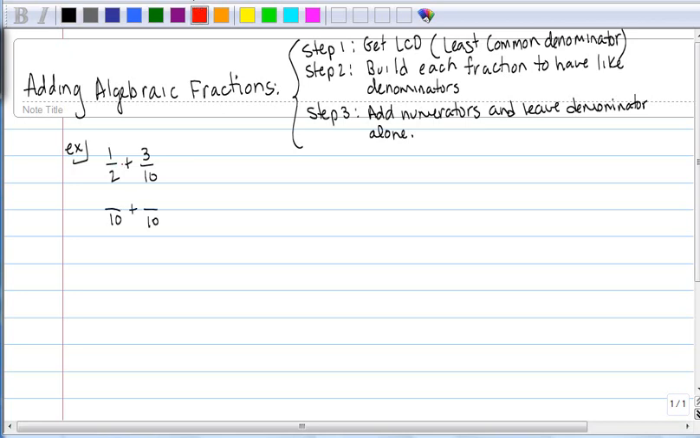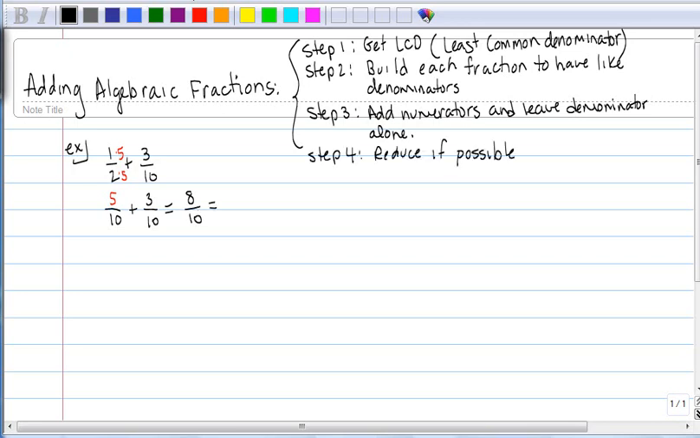And then what I noticed, if I multiply top and bottom by 5, because we learned if you multiply top and bottom of a fraction by the same number, it doesn't change the fraction. So like in this case, 1/2 is the same as 5/10. And I'm going to leave the second fraction alone because it already has that 10 in the denominator, and I'm going to add these up. So that's step 3, add the numerators, right? 5/10 plus 3/10 is 8/10.